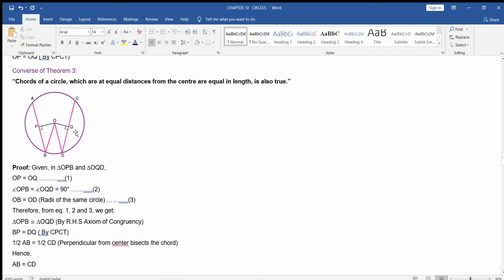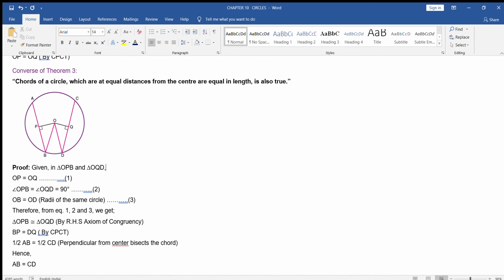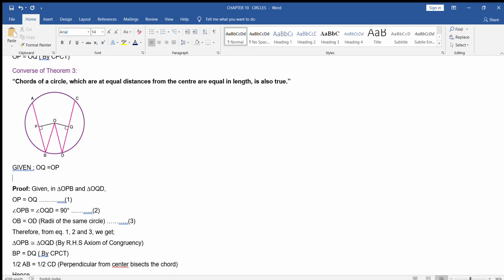Now in this, just have a look at what the change is. Here, what is given to us is different. Equidistance means OQ is equal to OP, it is given to us. And what we need to prove is that AB is equal to CD. It is the converse.